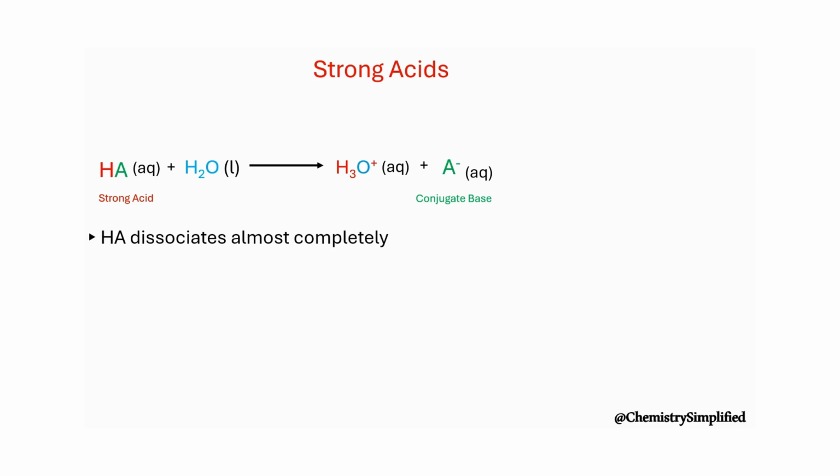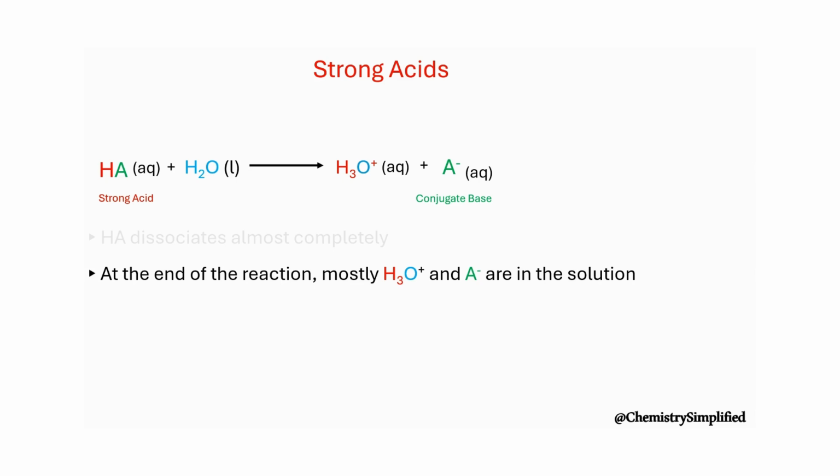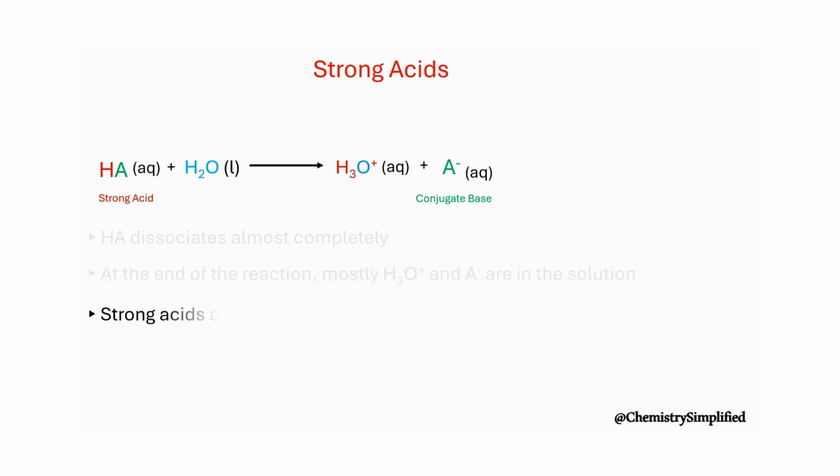So HA is a strong acid, therefore we expect it to dissociate almost completely in solution, almost 100% in solution. Meaning that at the end of the reaction, we should only have hydronium ion and the conjugate base, which is A minus, in solution. Because a strong acid would dissolve, dissociate, or ionize completely in solution, even though you begin with the strong acid, at the end of the reaction, mostly what is left is the hydronium ion and the conjugate base of the acid.